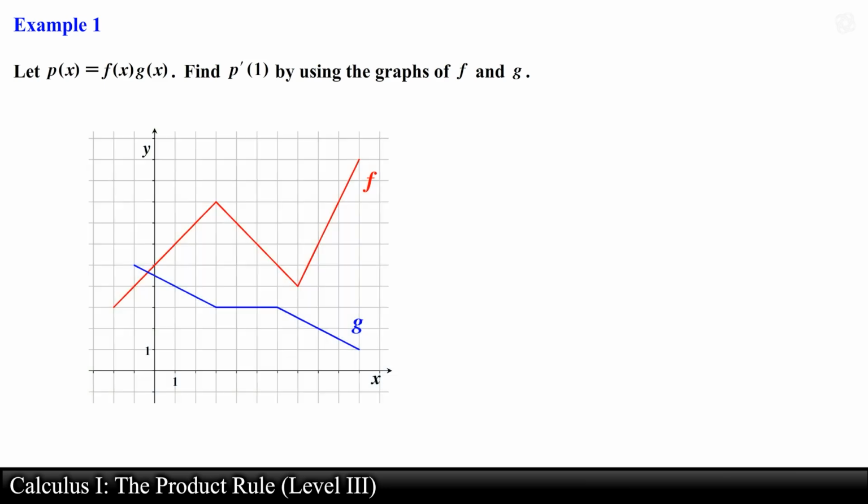For this problem, we are asked to find the derivative of p evaluated at x equals 1. Let's first find an expression for the derivative of p of x.